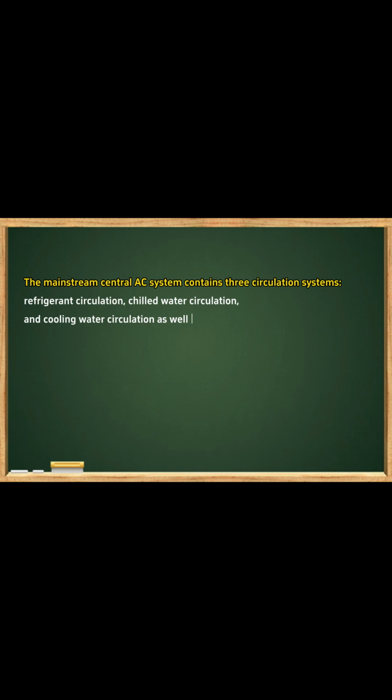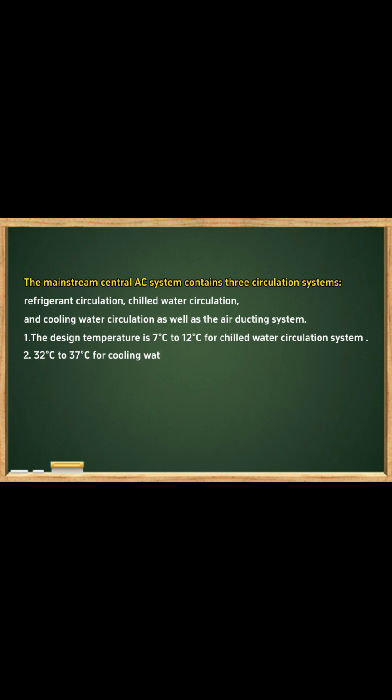The mainstream central AC system contains three circulation systems: refrigerant circulation, chilled water circulation, and cooling water circulation, as well as the air ducting system. The design temperature is 7 degrees Celsius to 12 degrees Celsius for chilled water circulation system, 32 degrees Celsius to 37 degrees Celsius for cooling water circulation, 14 degrees Celsius to 18 degrees Celsius for air ducting system, and 18 degrees Celsius for condensation water piping.